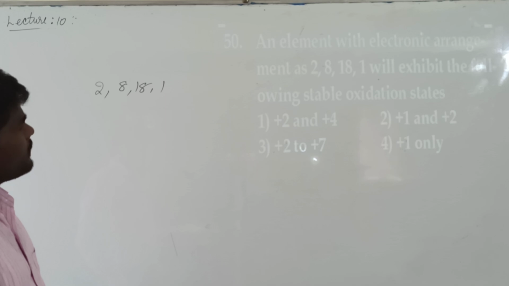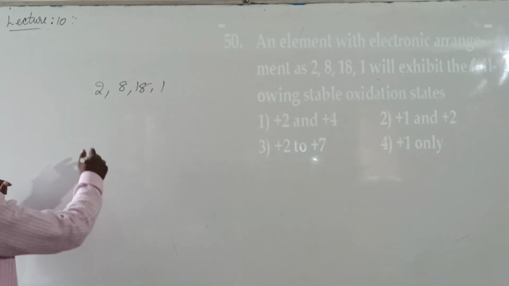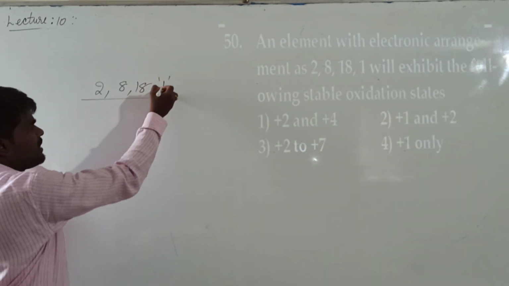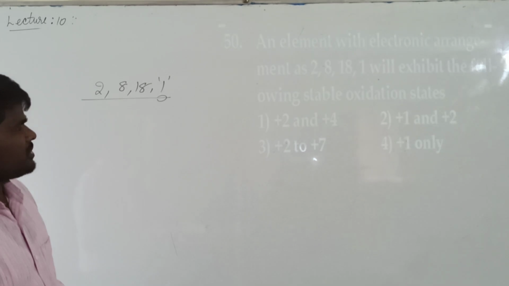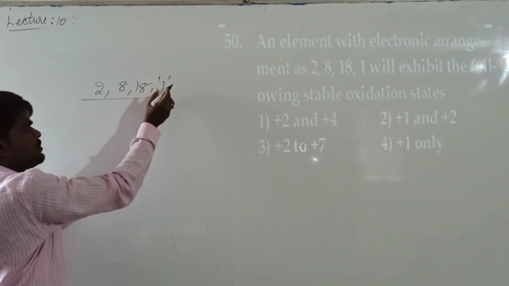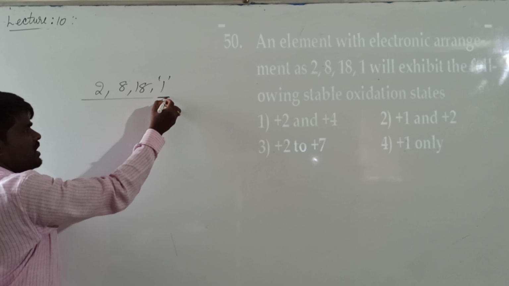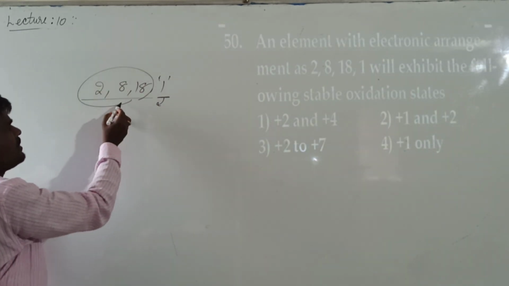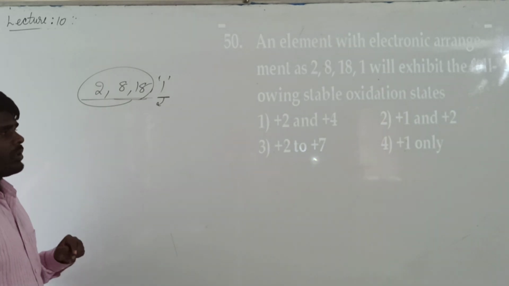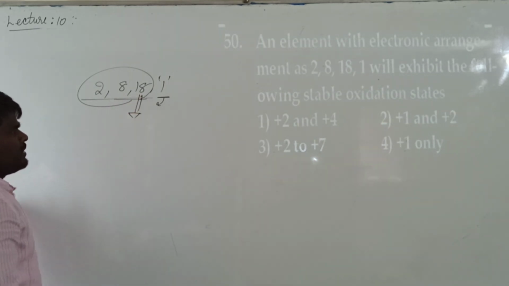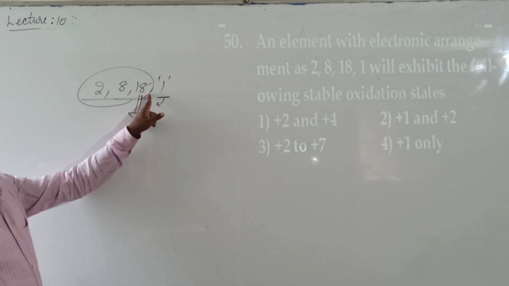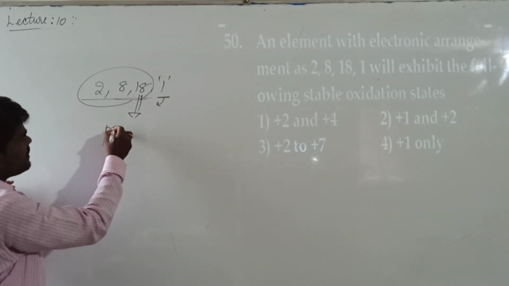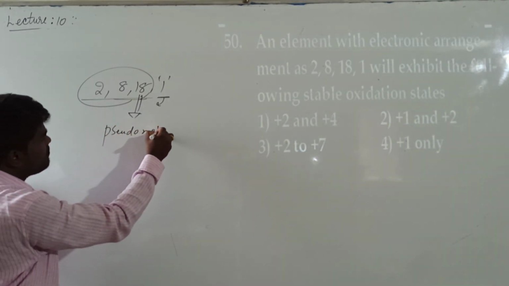One second. No, he has given the valence electronic configuration, so you cannot calculate the atomic number. But based on the valence electronic configuration, you can predict the stable oxidation state. Here, this is the outermost shell configuration. How many electrons are there in the outermost shell? One electron is there. So if it loses one electron, it will be stable. When this one electron is lost, the valence shell will have 18 electrons. So this is basically a pseudo-noble gas configuration, which is also stable.